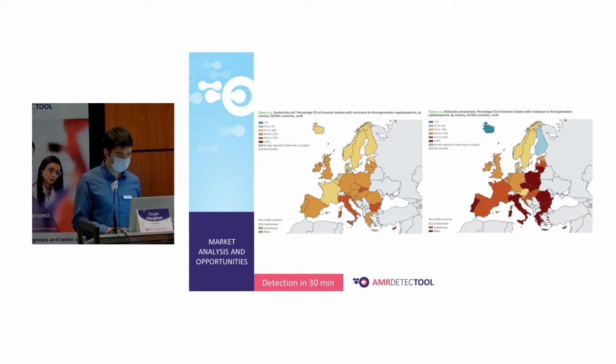And then the same map for third generation cephalosporins. As you can see, the prevalence is higher in this case. In this case also, Klebsiella has a higher prevalence than Escherichia coli. But it's also important to know that the clinical importance of Klebsiella and Escherichia coli is different. The number of deaths caused by one and the other is not the same.